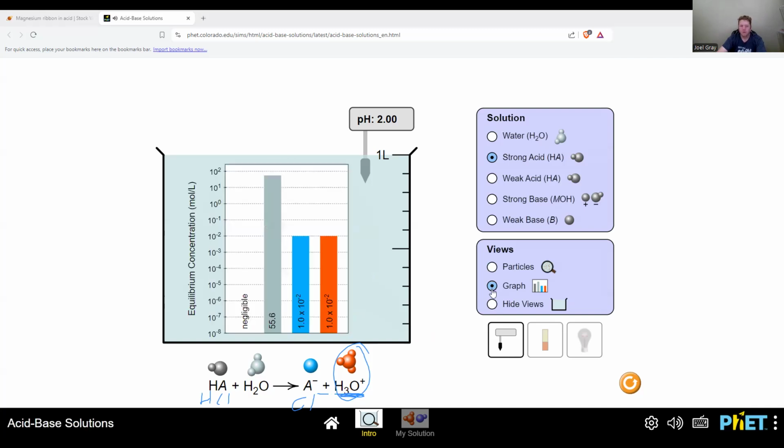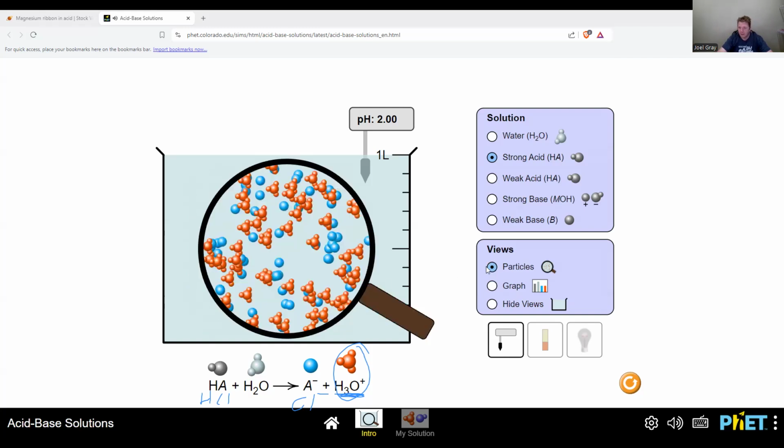Now, another way that we could visualize that and quantify it is to look at a graph. We've got HCl. We have basically none of that. We have a higher concentration, or we have quite a bit of our A minus and H3O plus. So this particulate view right here is a good idea of what's happening at an acidic pH.